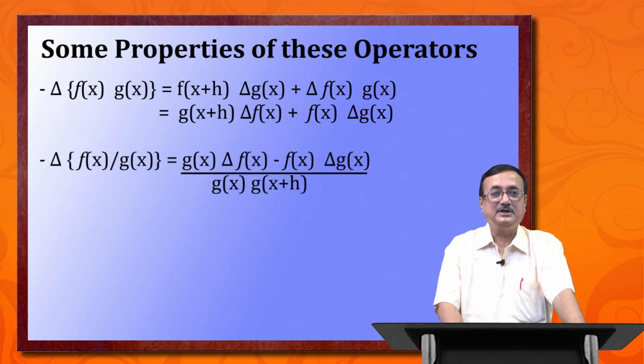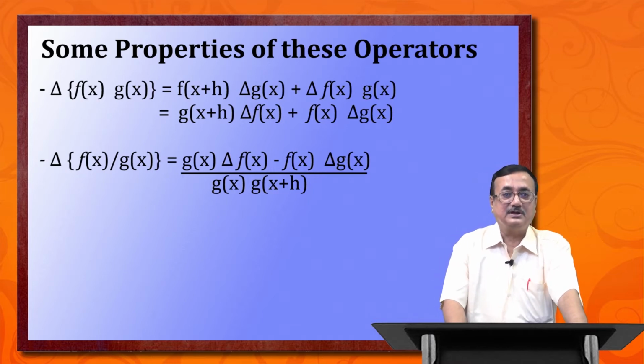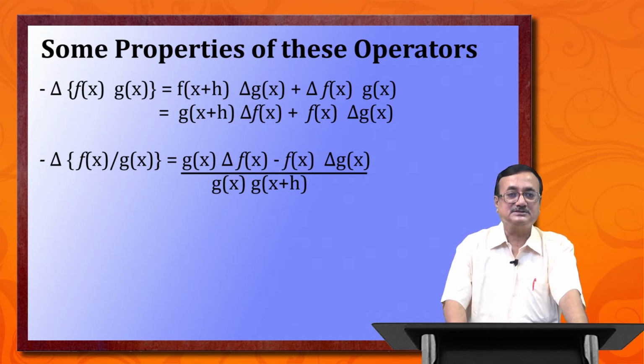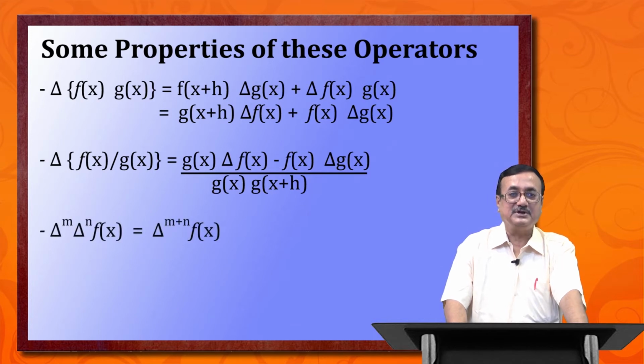Delta operated on the rational function f(x) by g(x), this result is given by this formula. So we have some operation delta operated on delta to the power n, that is, it follows the laws of indices. Delta m operated on delta n f(x) will give us delta m plus n on f(x). This follows the laws of indices.